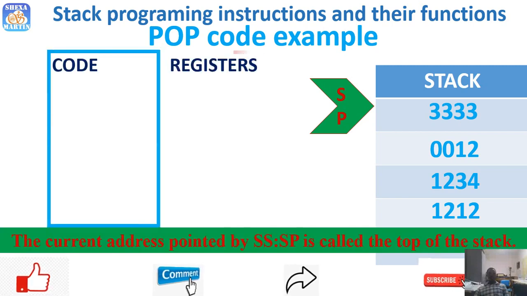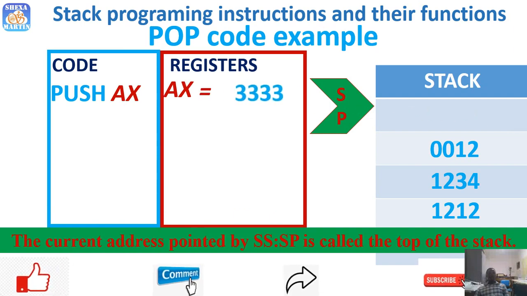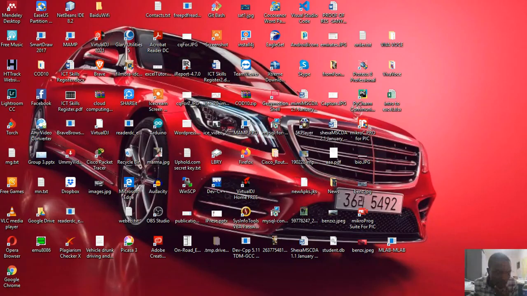Here is where we put our code, and here are our registers. You will see the moment we say pop. So this is push. It's supposed to be pop here. I think something went wrong. Let me just edit here and come back in a few seconds.